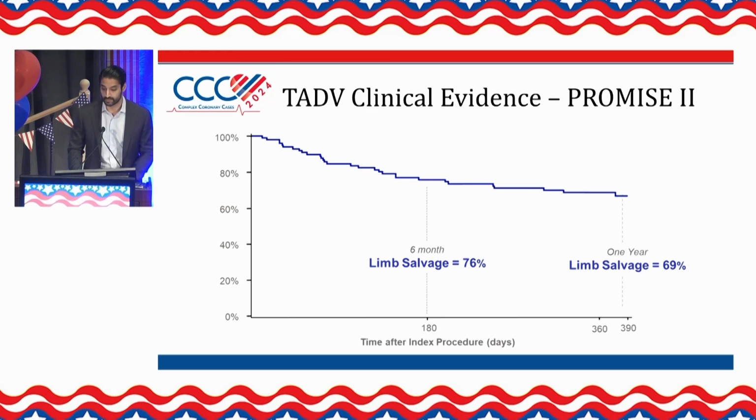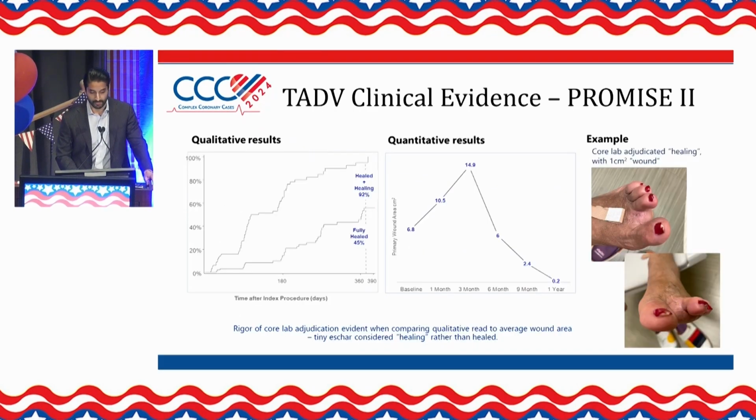Now, from the PROMISE 2 trial, which was published showing this actual device, limb salvage rates were tremendously improved at 6 months, a 75% rate of limb salvage that only went down another 7 or 8% at 1 year. It's pretty impressive for these patients who don't really have much of an option. And that was just in terms of limb salvage.